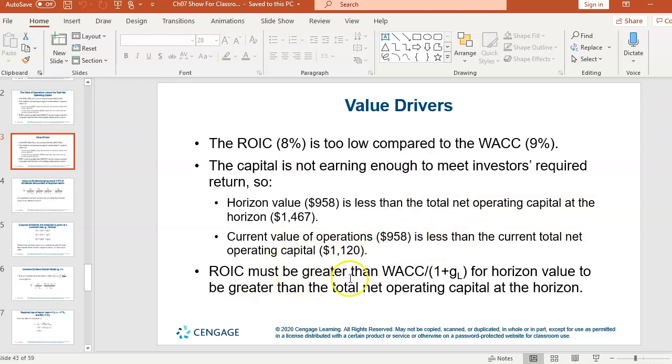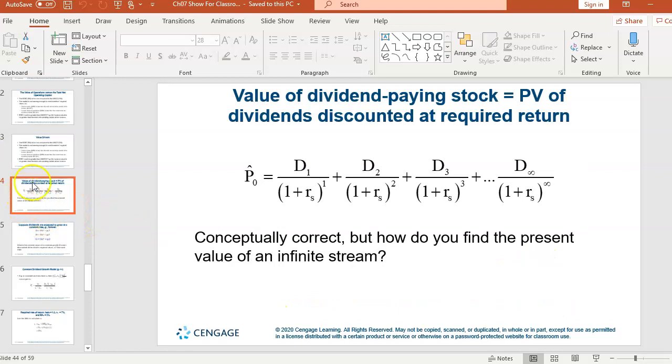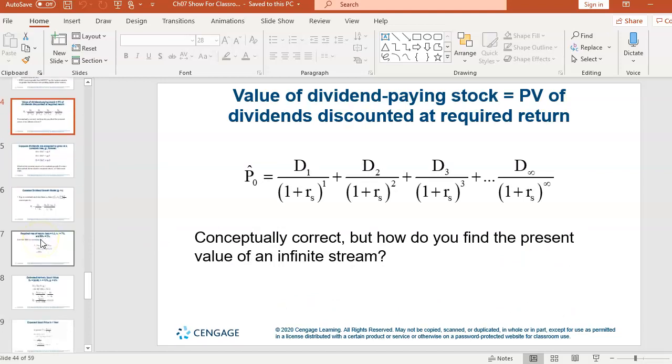So ROIC must be greater than WACC divided by 1 plus the growth rate for horizon value to be greater than the net operating capital of horizon. Okay, so let's do some examples of using free cash flows to forecast the future. So now let's move on to using dividends instead.